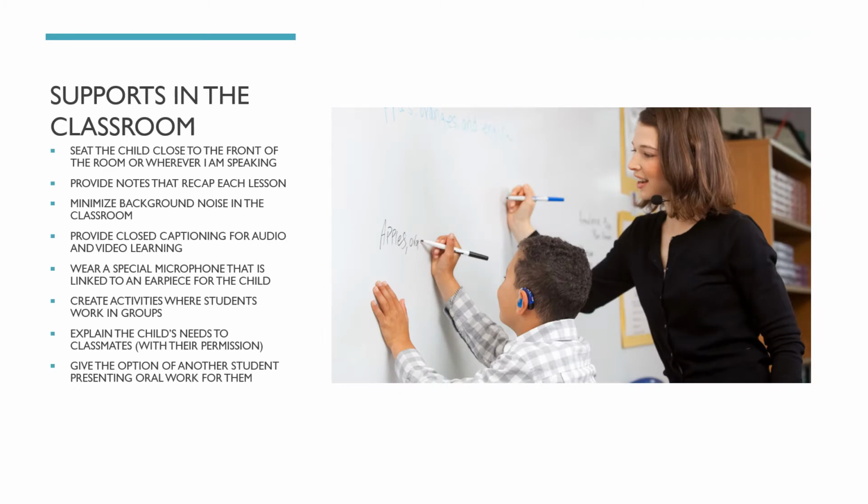So some supports in the classroom that I came up with. Number one, seat the child close to the front of the room or wherever I'm speaking. That way they have as best a chance as possible to hear what I'm saying. Provide notes that recap each lesson so that they can go over it at home and not worry about getting every little detail in class.